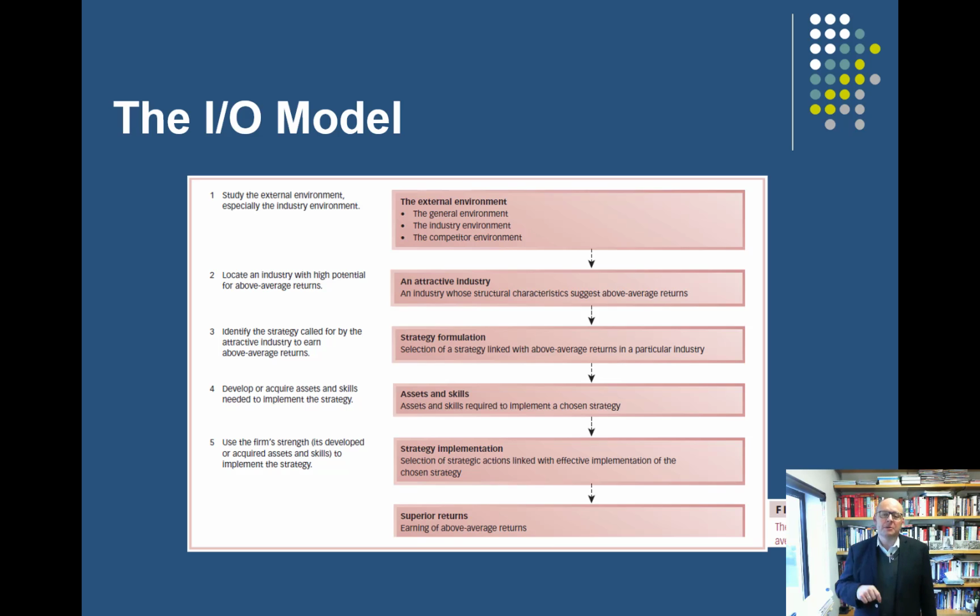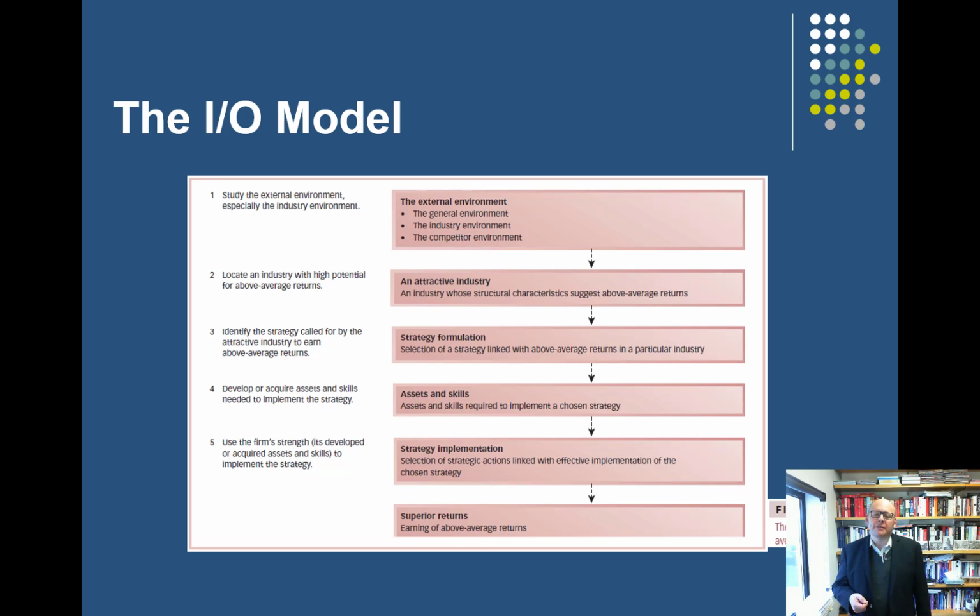So really those first couple of steps are what we're going to be talking about this week and next week. So this week we're talking about that first part of external analysis, which is the general environment. Next week we'll talk about analysing the industry and talk about analysing competitors. And then at the end of that we'll be able to make a determination about which industries are most attractive for organisations to compete in.